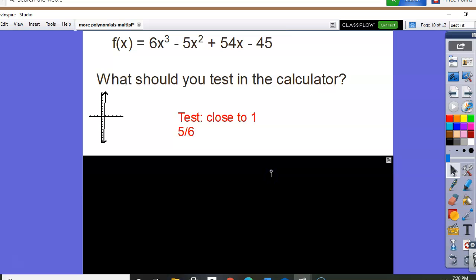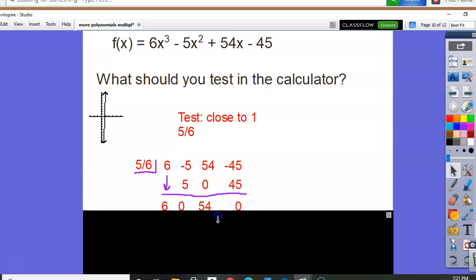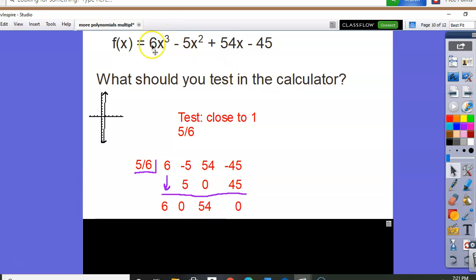And to do that, we go second calc, and we hit 0. And then we just type in 5 over 6. And when we do that, we should get y is equal to 0, telling us that 5 over 6 is, in fact, a 0 of this polynomial function. Next, we need to use synthetic division to get our other two zeros, because we know that we should have 3.